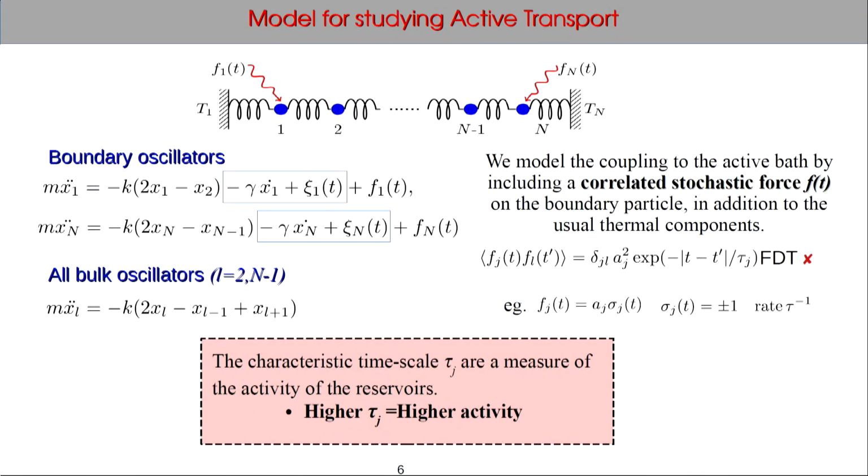Okay, so now we come to the model to study the activity-driven transport. It is essentially the same model as the Rieder-Lieb-Lebowitz model, but now, other than the part coming from the thermal reservoirs, we have these additional forces F1 and Fn, which are exponentially correlated. And these tau j's, so tau 1 and tau n, are basically the characteristic time scales or the activity time scales, which are a measure of the activity of the system. So the higher the tau j is, the higher the activity of the reservoir. And again, the bulk oscillators follow Newtonian dynamics.